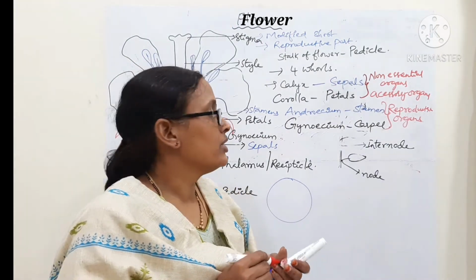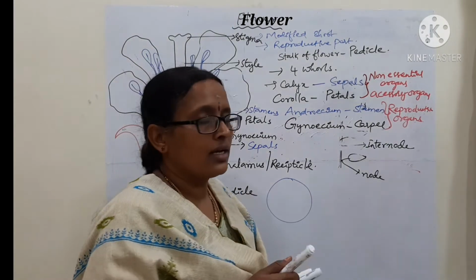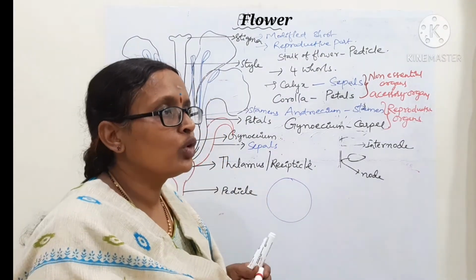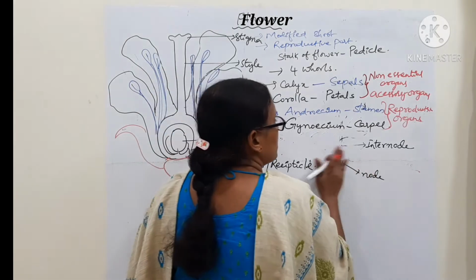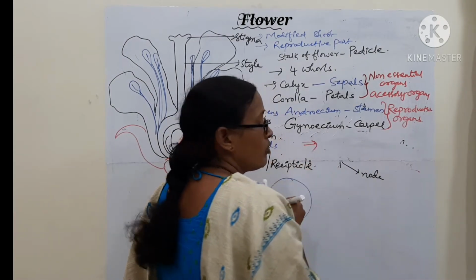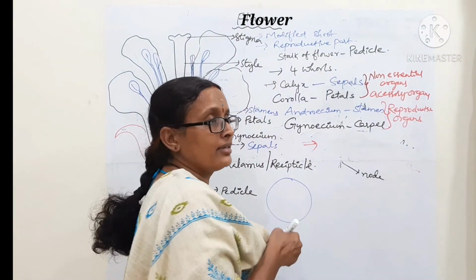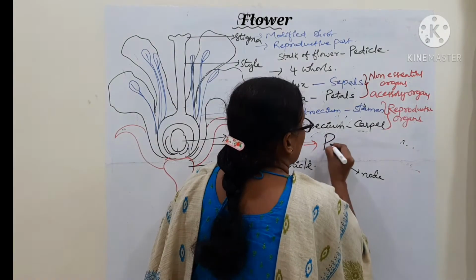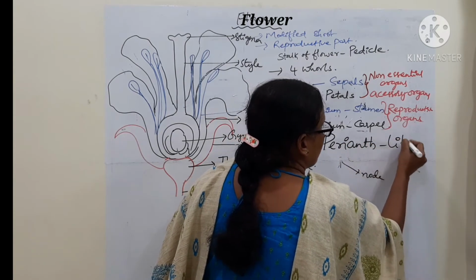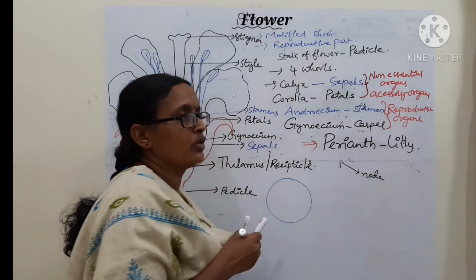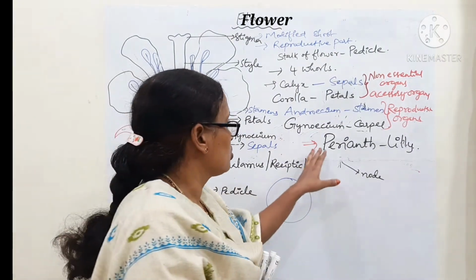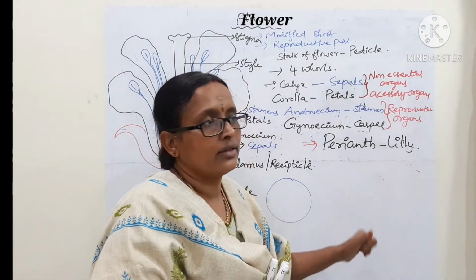In some flowers, for example the lily flower, the calyx and corolla are not distinct from each other, and together they form the perianth. In the lily flower, calyx and corolla are indistinguishable, so it is called a perianth.